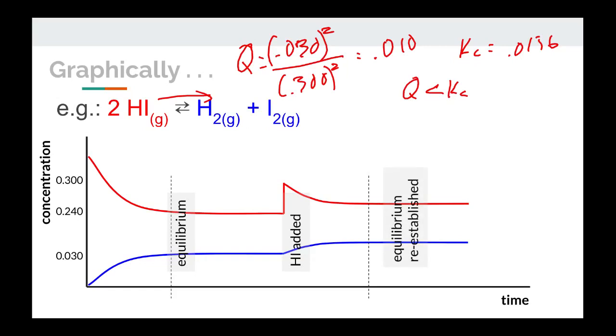When that's accomplished, we'll see that the concentration of HI is not as high as it was right after we added it, but it's still a little bit higher than it was before. There's a kind of an increase there. And H2 and I2 concentration have also increased.